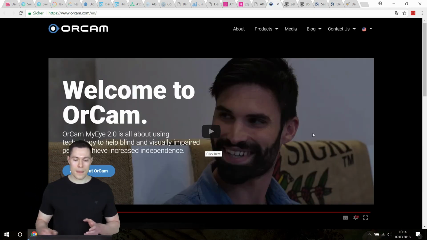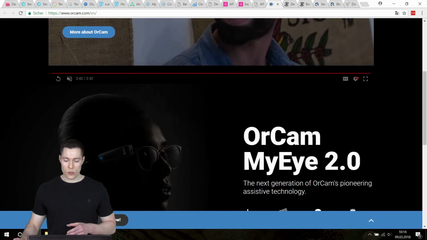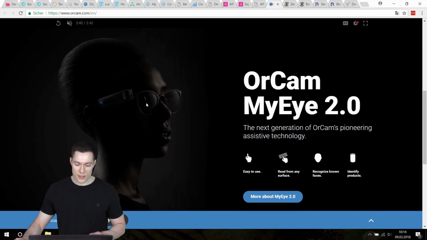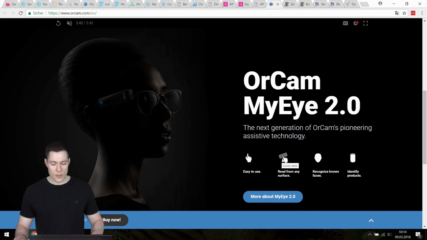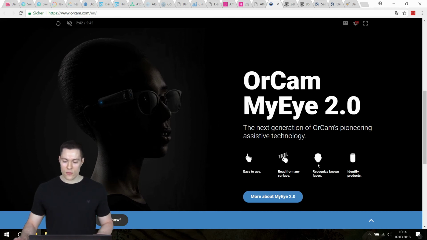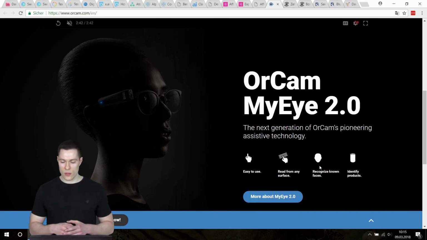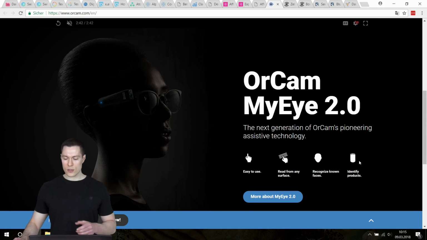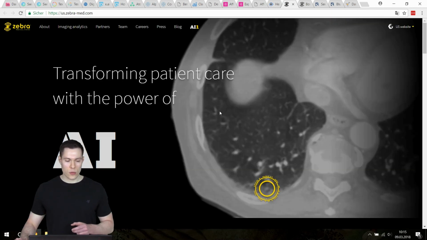And they use computer vision to help visually impaired or blind people to see the world. So what they did is they built this camera that you attach to the glasses, and then simply by pointing at things, it will read out aloud the text that it sees. And another feature is that you can also save the faces of your friends and family. And that way, OrCam then can automatically tell you who's in front of you as soon as it recognizes one of those faces, without the need for you to having to do something. And still another feature is that you can save certain products, so that you then are able to go to the supermarket on your own. So that's OrCam. Next is Zebra Medical Vision.